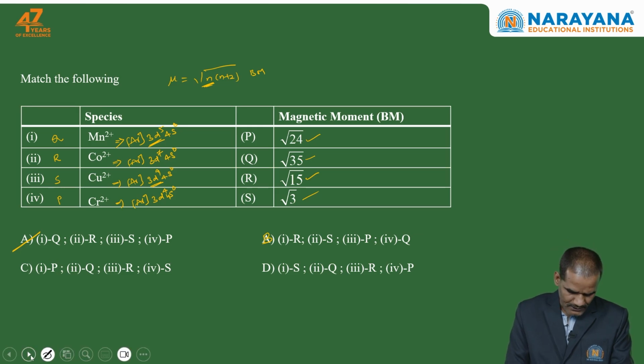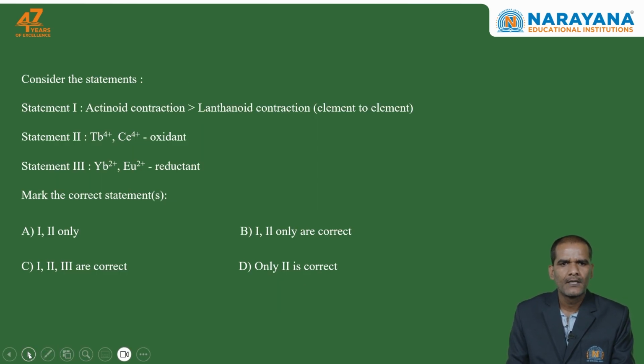Similarly we will see some other memory based question, a statement type of question. They give 3 statements. Consider the statements. In statement 1, actinide contraction is greater than the lanthanide contraction. Statement 2 says terbium 4 plus and cerium 4 plus are oxidants, meaning oxidizing agents. And statement 3 says ytterbium 2 plus and europium 2 plus are both reductants. So here we have to identify which are the correct statements. See, here all are correct statements only.